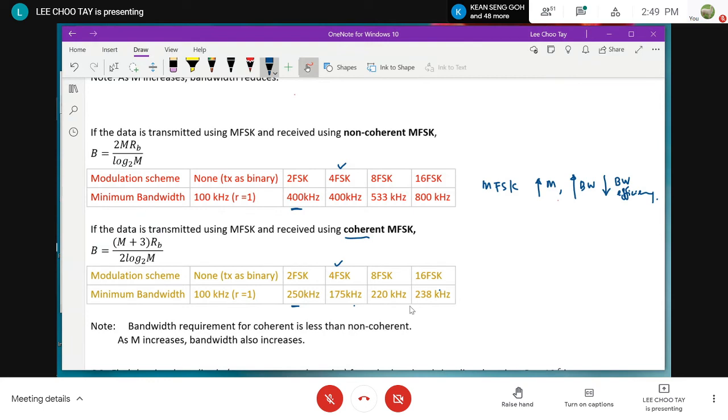For FSK, we also saw in lecture that when you increase the M level, that gives you bigger bandwidth, but at the same time you get an improvement in the probability of error. So with the increased M level, it increases your energy efficiency. You can refer to the lecture notes; I think they explain in more detail.